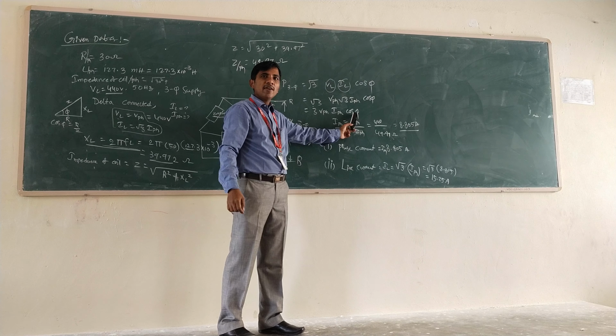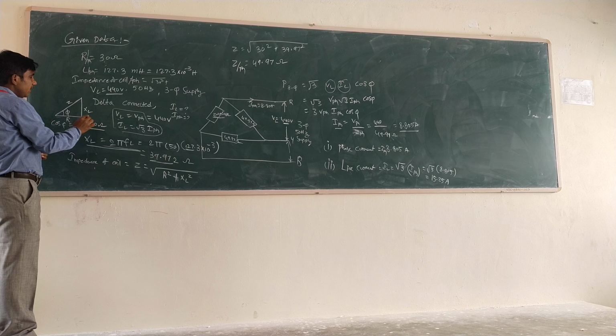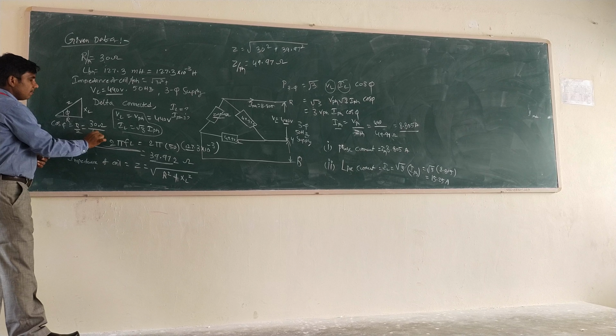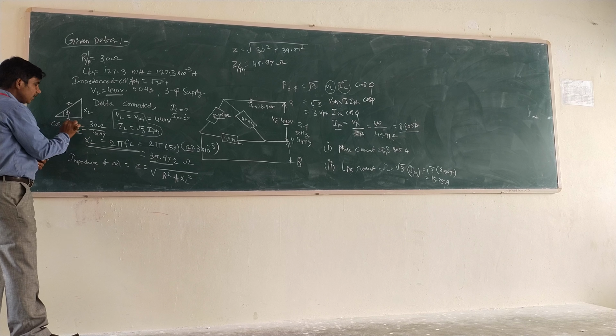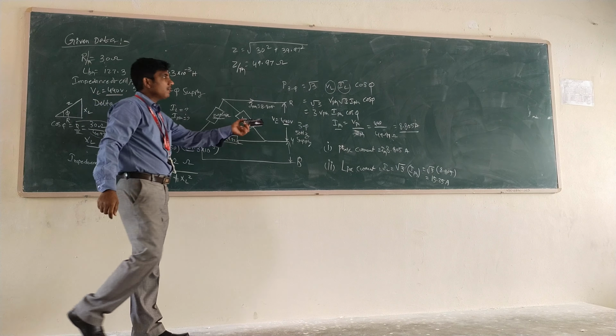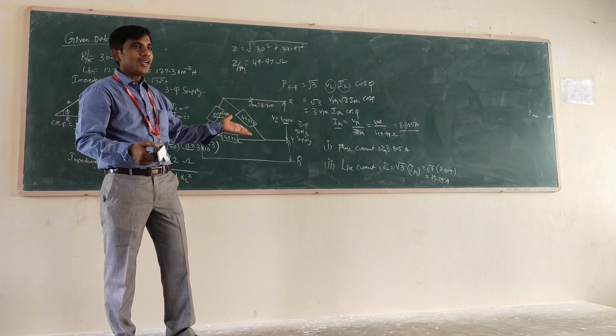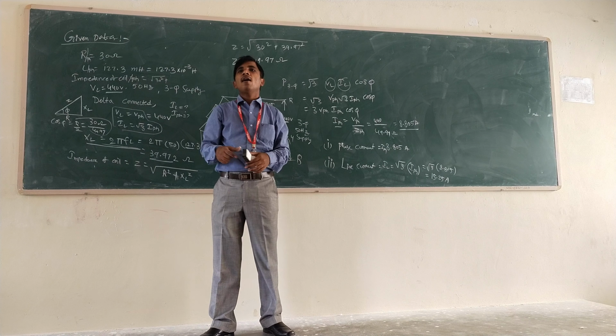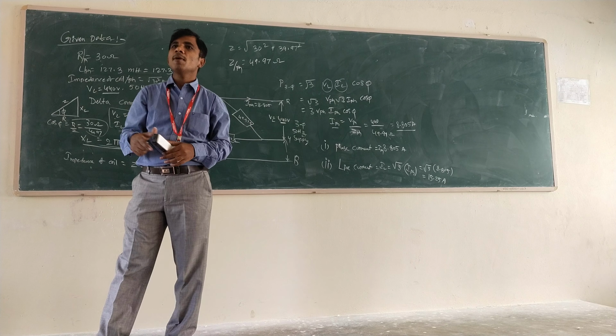How to calculate cos phi? Already we know R and Z. Cos phi equal to R by Z. R is 30 ohm, and Z we calculated as 49.97. If you calculate this cos phi and substitute all values, you will get the total power. If they ask in the examination to calculate the power or power factor, the questions will be simple questions based on formulas. How to apply the formula, that we have to remember.